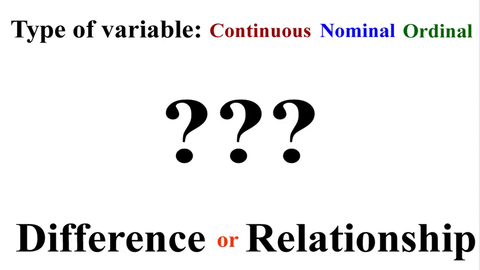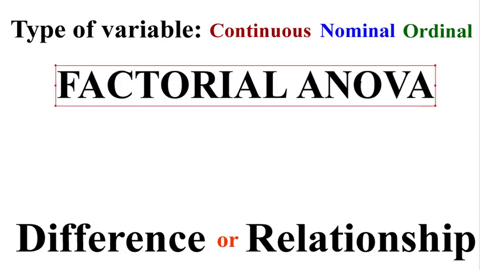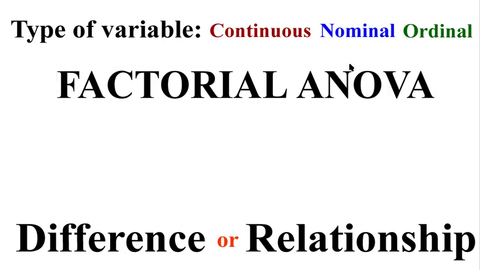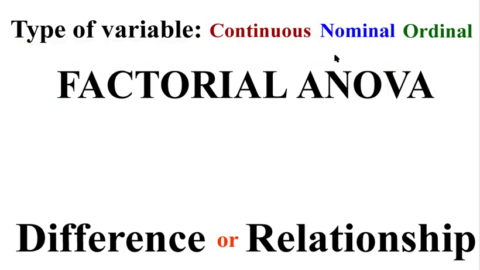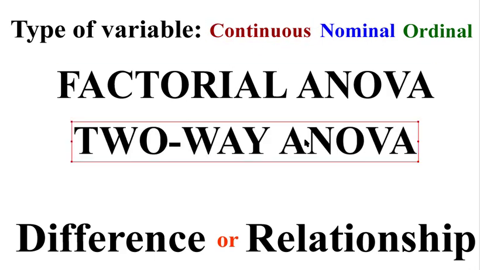But that means the test that you would have to use would be a factorial ANOVA. So factorial ANOVA is really a blanket term. That's just a fancy word for an ANOVA that has more than one categorical variable or more than one repeated measure. So another way to think of this is it's also called a two-way ANOVA. The two-way means you got two nominal variables with two different grouping variables in there.